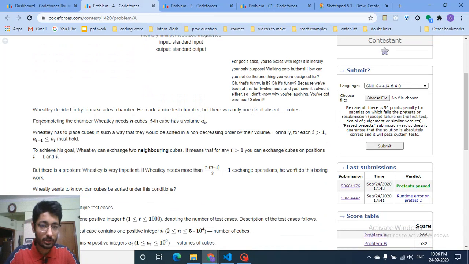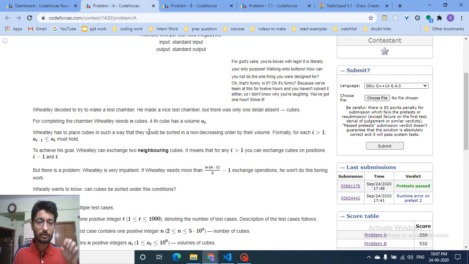So now you are given n cubes, the ith cube has a volume ai. Okay, so there are n cubes, and now what you'll do, Wheatley has to place these n cubes in a way such that they are sorted in a non-decreasing order by their volumes. So it means that the next number is greater than or equal to the previous number.